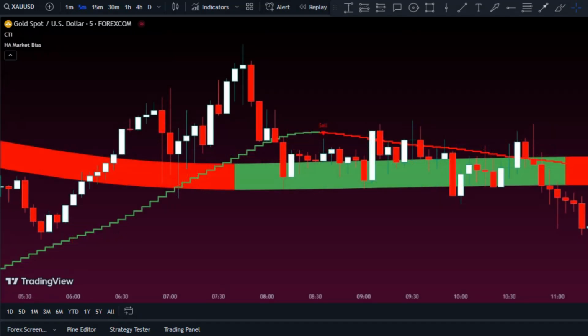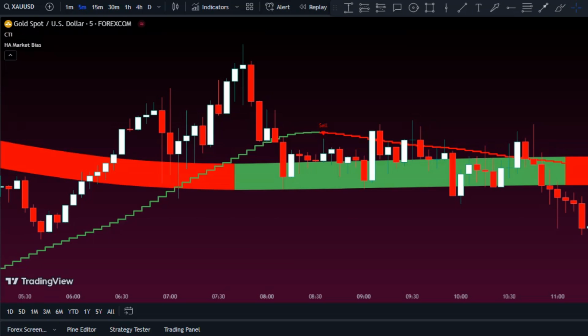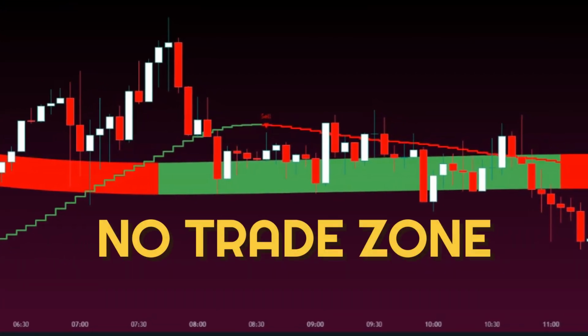Another great feature is that we can also spot sideways markets. This occurs when candles fall within the colored bands of the Market Bias indicator, meaning the market lacks a clear trend, and we label this the no trade zone.